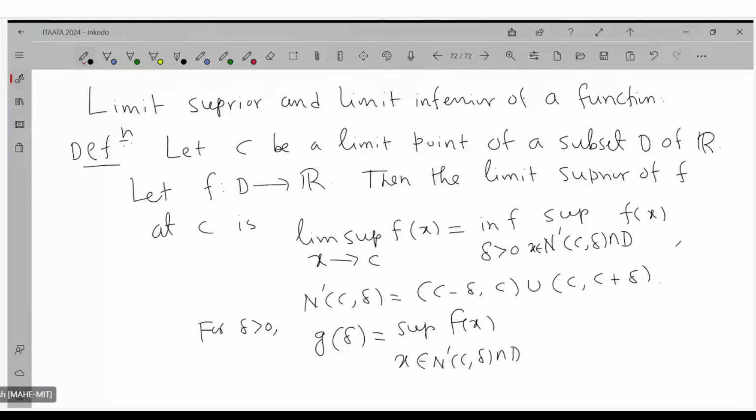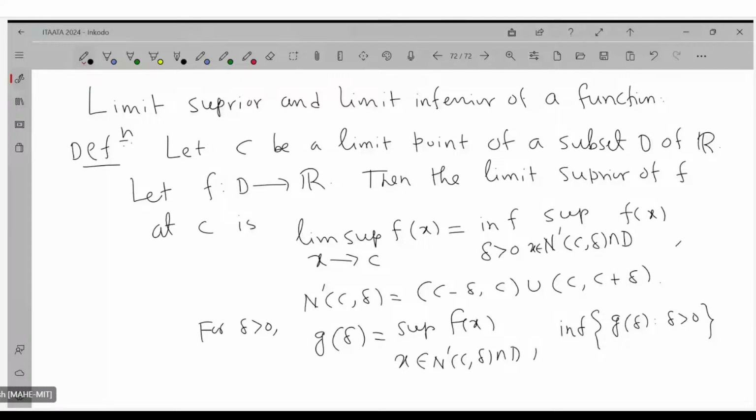Then what are we calculating? We are calculating the infimum over all delta greater than 0 of g(delta). So whatever values we are getting, we then calculate the infimum of that set. That is what we define as the lim sup of f(x), or limit supremum of f(x).